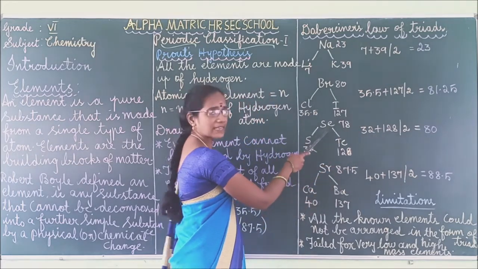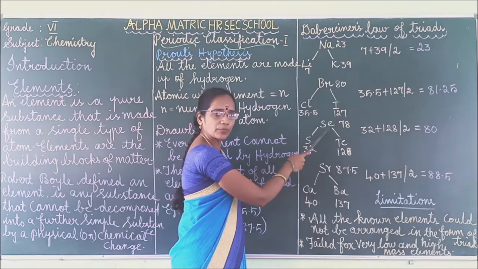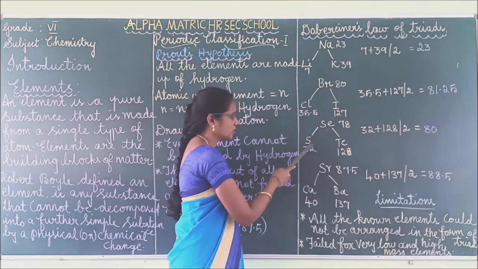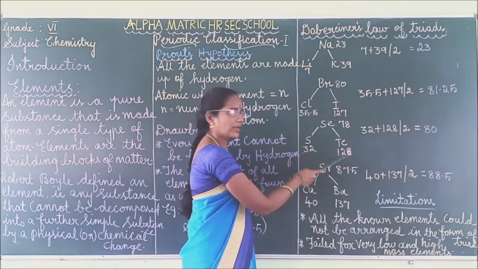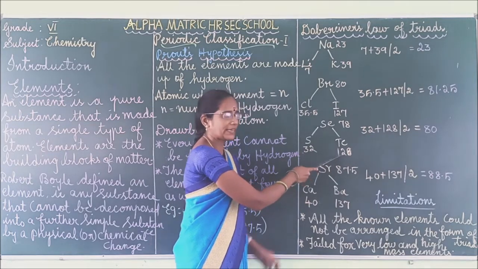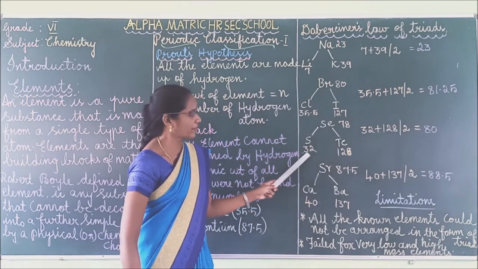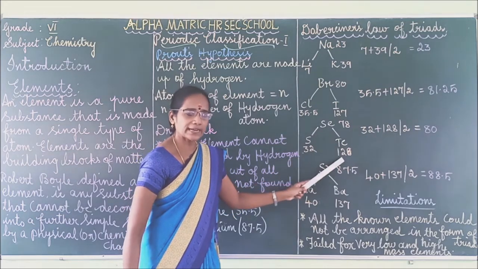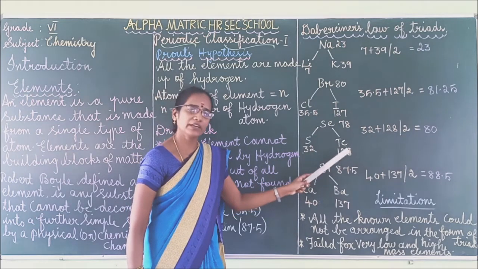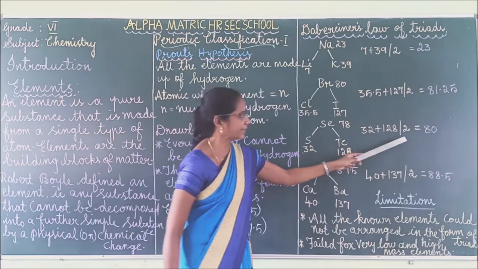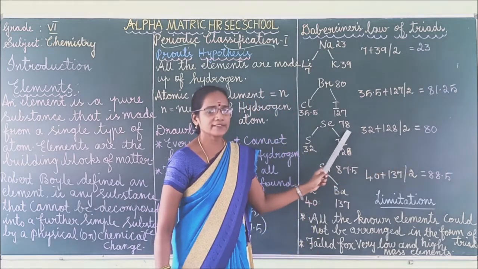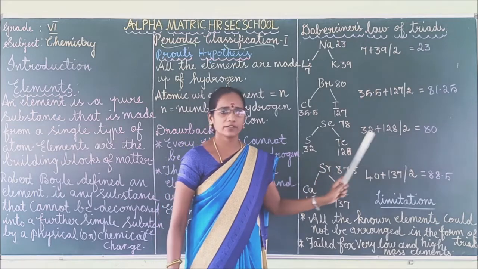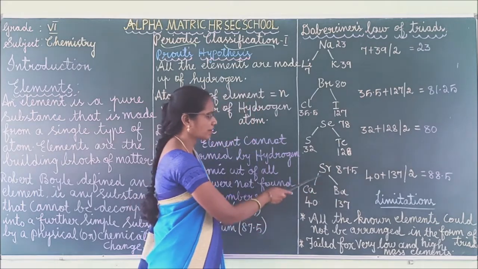Next one, this is selenium. Selenium atomic weight is 78. Sulfur atomic weight is 32. And tellurium atomic weight is 128. So the atomic weight of sulfur plus the atomic weight of tellurium divided by 2, you will get the answer 80. And the selenium atomic weight is 78. So a nearby value.